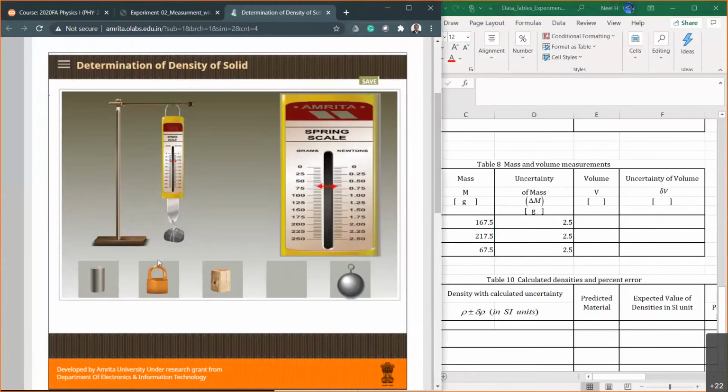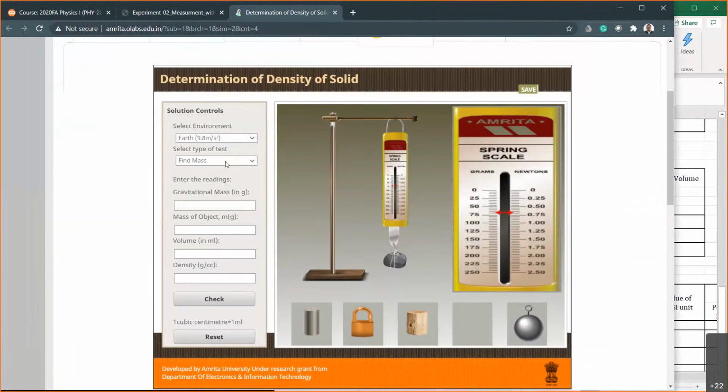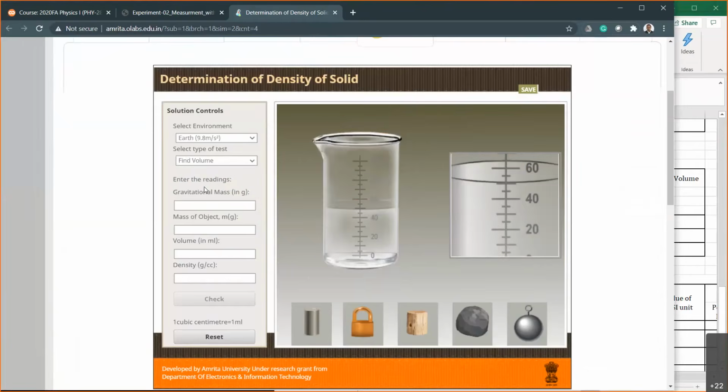Let's measure volume then. If you want to measure volume, you have to select that measurement tool. That is inside, right here on the left-hand side, where you see there's a selection tool. In that selection tool, you see the top one, select type of the test. Change that into volume. Now, to measure the volume in this case, we're not going to do a measurement, right?